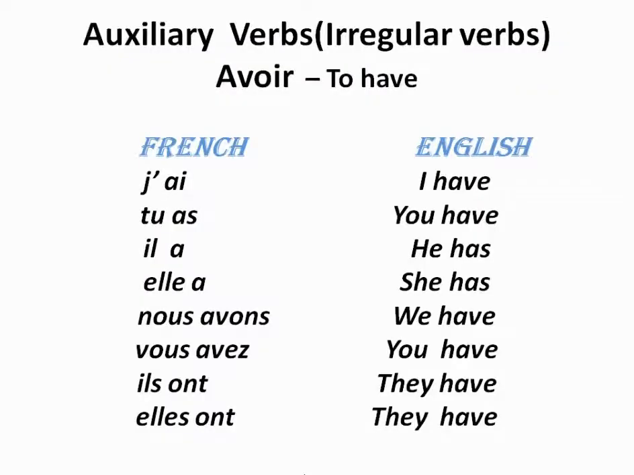First we will conjugate the auxiliary verb which comes under irregular verbs. Avoir, which means to have. J'ai, I have. Tu as, you have. Il a, he has. Elle a, she has. Nous avons, we have. Vous avez, you have. Ils ont, they have. Elles ont, they have.